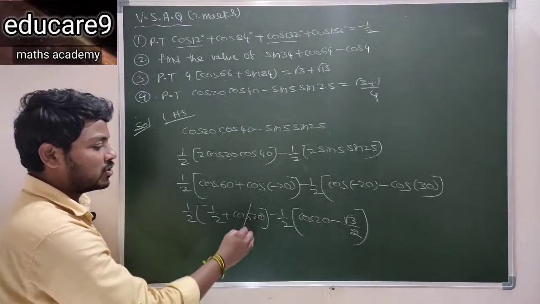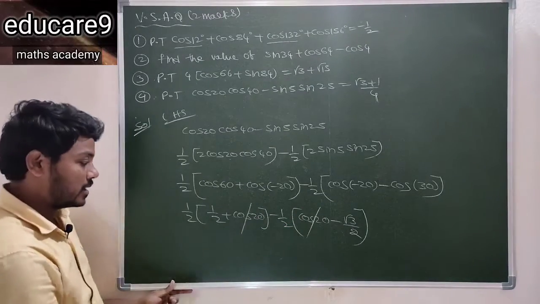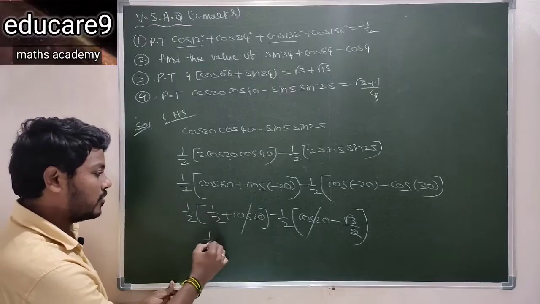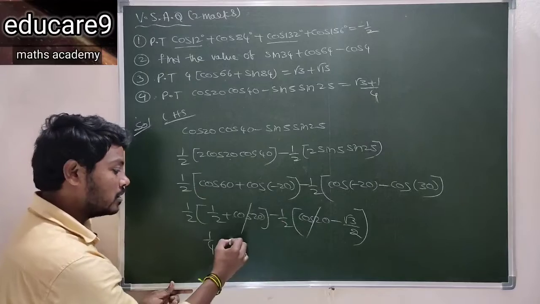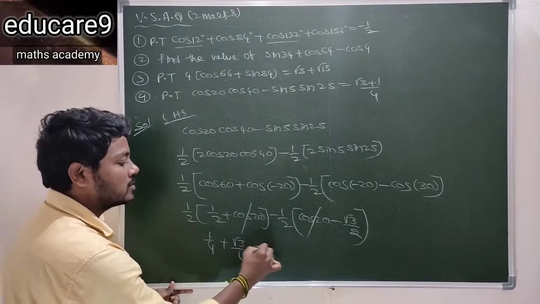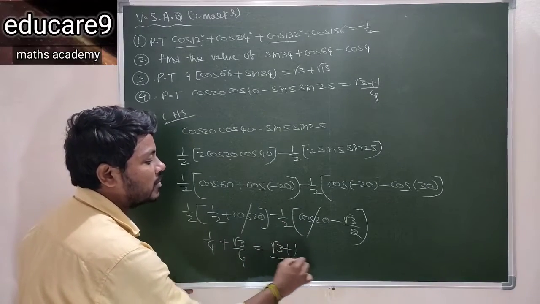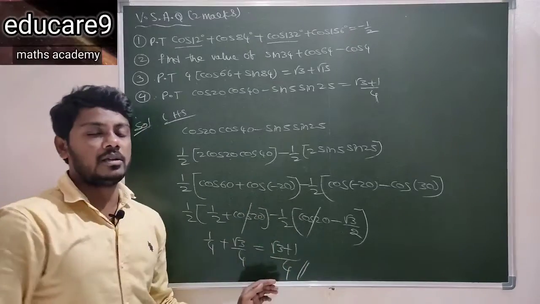So 1 by 2 cos 20 and minus 1 by 2 cos 20 get cancelled. So 1 by 2 into 1 by 2 is 1 by 4. So minus into minus is plus, root 3 into 1 by 2 is root 3 by 4. So this is root 3 plus 1 by 4. So this is the required answer.